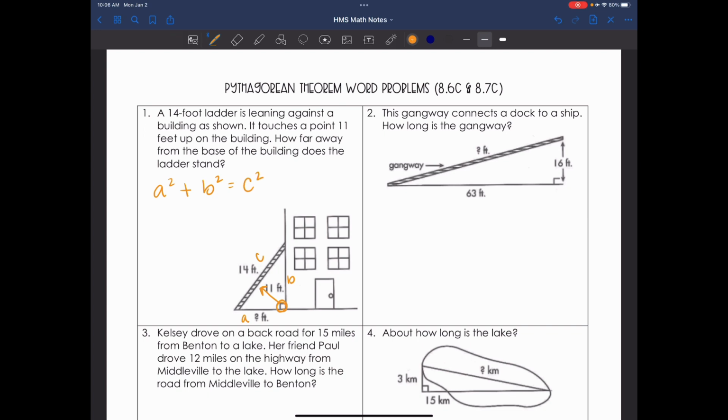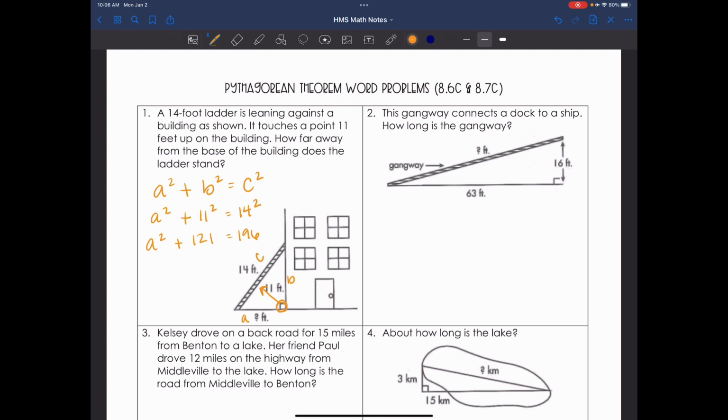Well, I don't know what A is, so that's just going to stay A squared. I do know what B is. It's 11 squared. Should equal 14 squared. Well, A squared is still going to be A squared because I don't know what it is. 11 squared I know to be 121. And 14 squared I know to be 196.